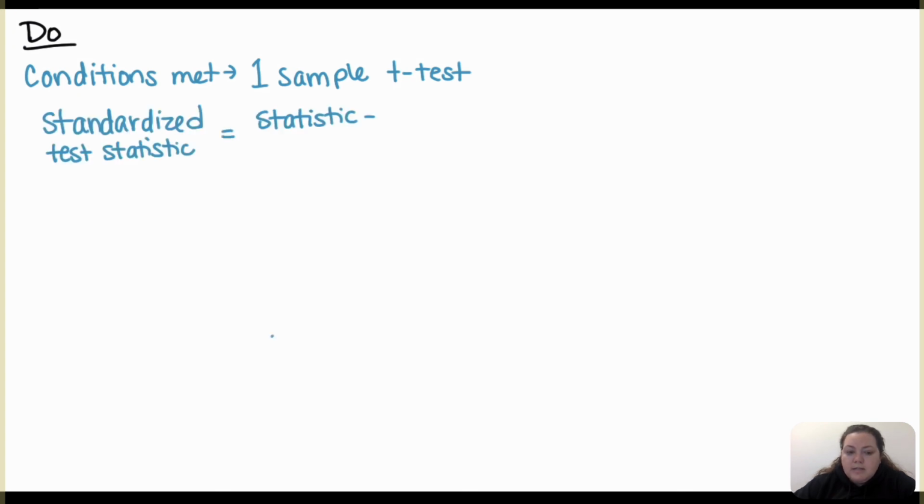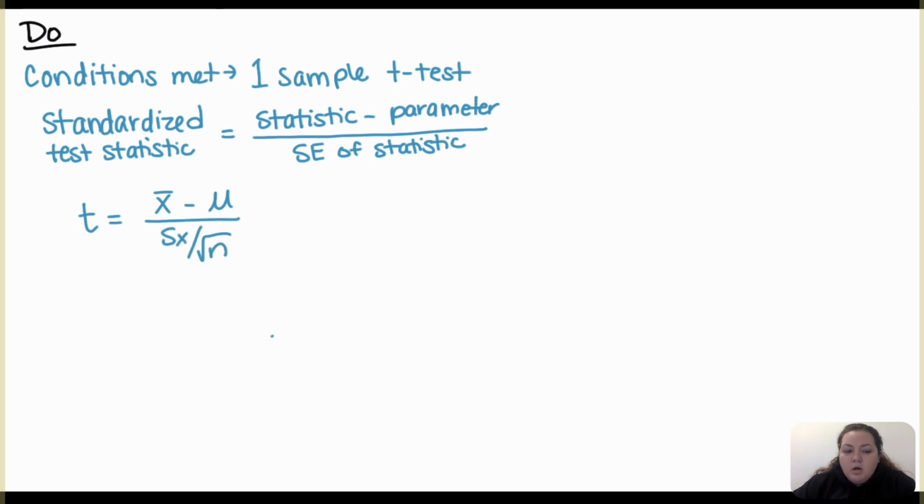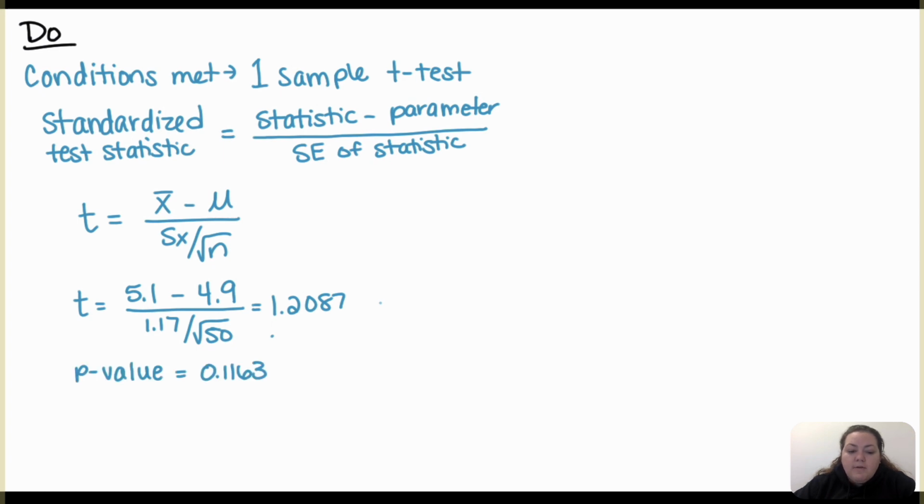So my standardized test statistic is equal to my statistic minus my parameter divided by the standard error of my statistic. My test statistic here is a t. This is a t-test. My statistic is x bar minus my parameter is mu over my standard deviation is s over the square root of n. So I have 5.1 minus 4.9 over 1.17 divided by the square root of 50. Okay, again, my calculator can really do most of this for me. So stat test, t-test, I get a t value of 1.2087 and a p-value of 0.1163.